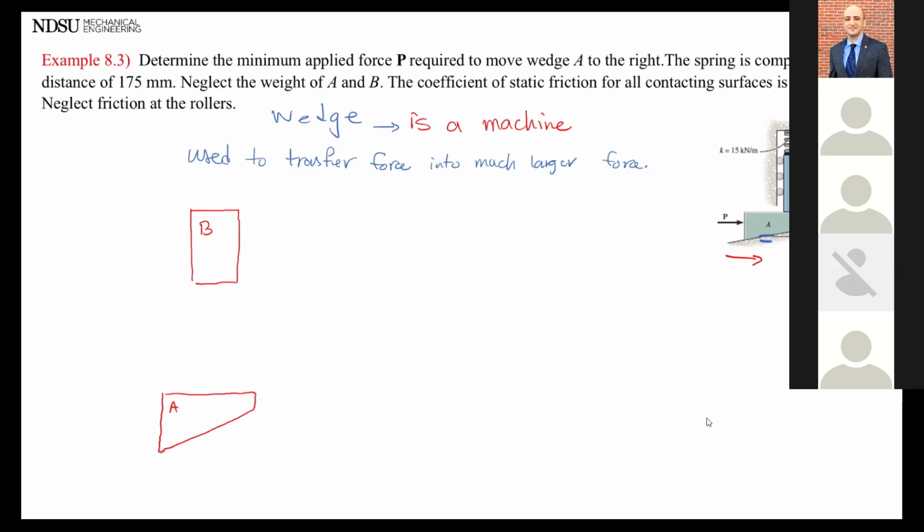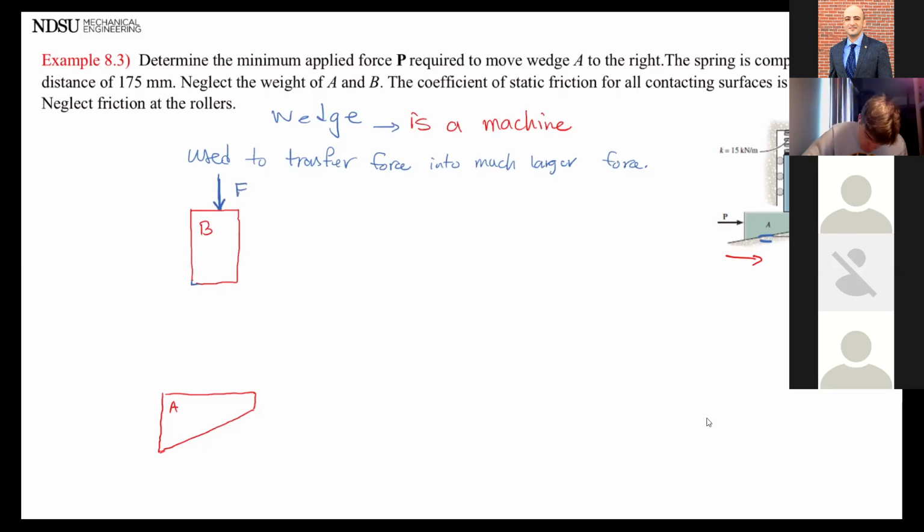Okay, so now let's start with B. Outline done. Active forces. What active force do you see on it? Spring. Force of a spring. Is the spring in compression or is it in tension? Compression. So I'm going to put it in a way that's coming towards the block.